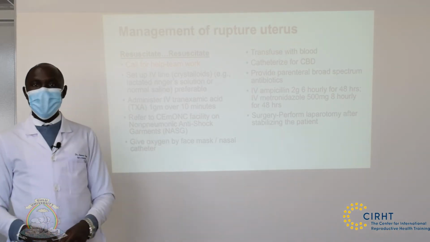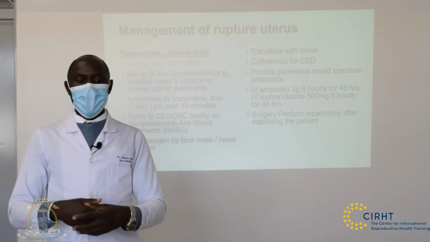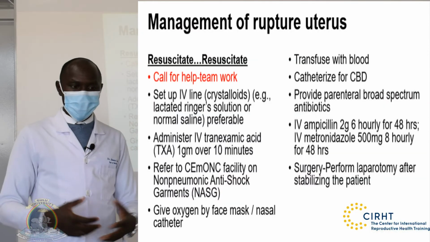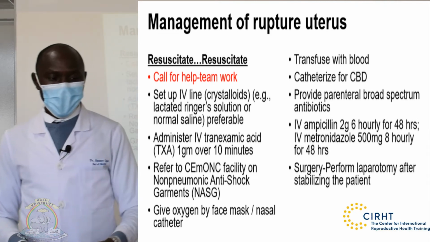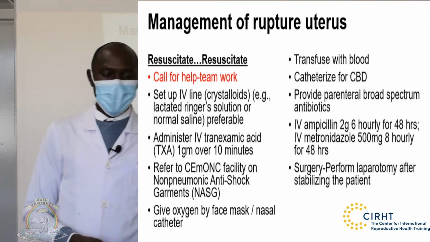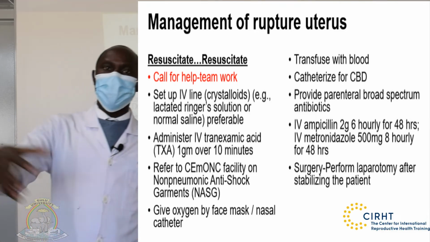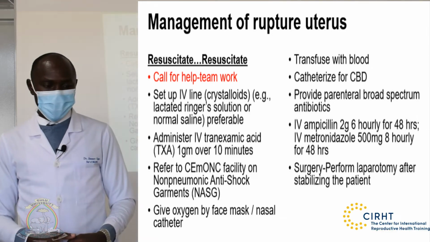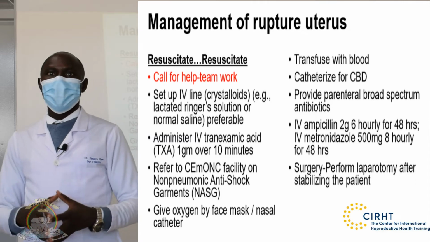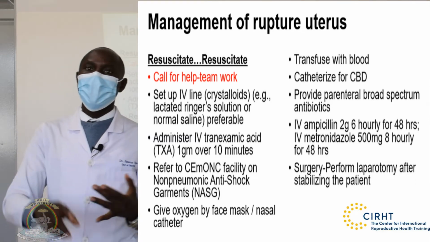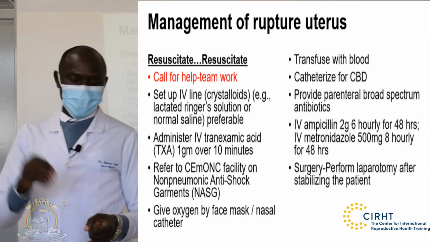Refer this patient if you are in lower facilities, if you are in health center 3, refer them where they can perform operation, they can perform hysterectomy. But if you are able to access these garments, what we call the non-pneumatic anti-shock garment, it will help you to minimize complications as you're transporting your patient to the CMOC facility. The CMOC facility is supposed to be able to have these 9 signal functions, including blood transfusion and cesarean section, but also to perform cesarean hysterectomy.